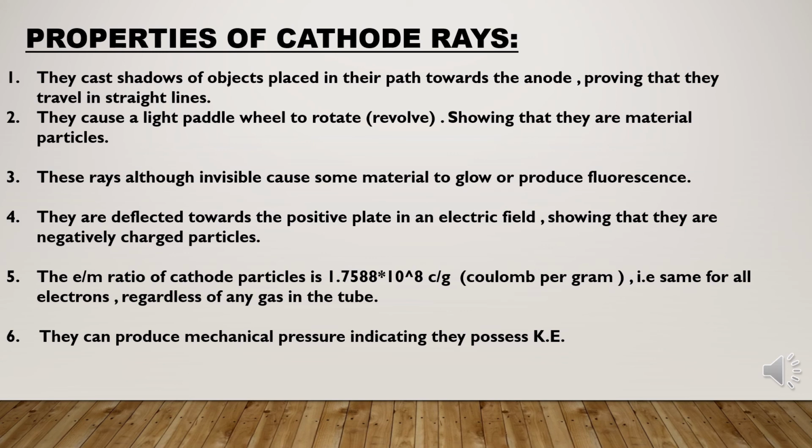The e upon m ratio of cathode particle is 1.7588 times 10 to the power 8 coulombs per gram. And it is same for all the electrons regardless of any gas in the tube. Now what is e upon m ratio? We will discuss this in next chapters. Cathode rays can produce mechanical pressure, indicating that they have kinetic energy.